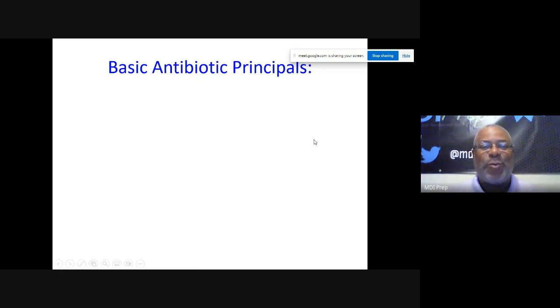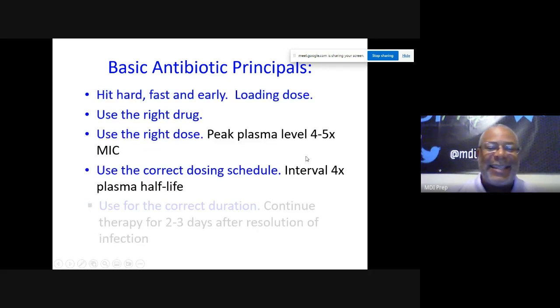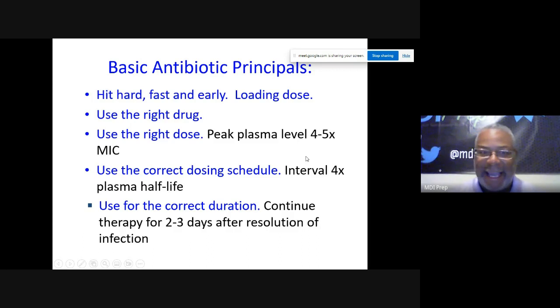In this first one, basic antibiotic principles is not high yield, so let me just tell you that. They're not going to ask you these basic antibiotic principles. They don't care about that. They do want to know, however, if you're prescribing an antibiotic, how long is the course of that antibiotic, and what's the correct dose? Everybody follow me there? All right, good.